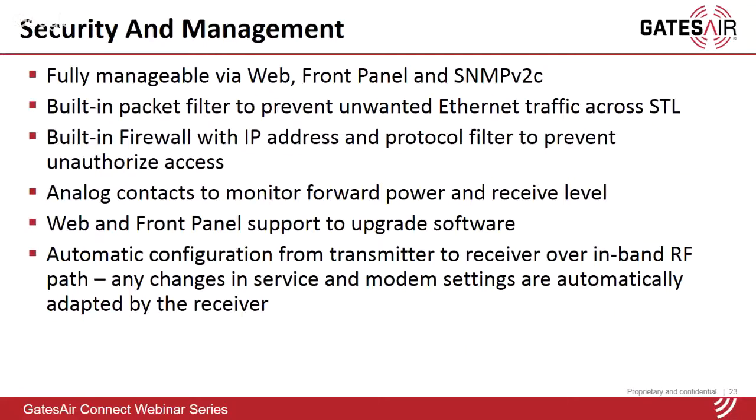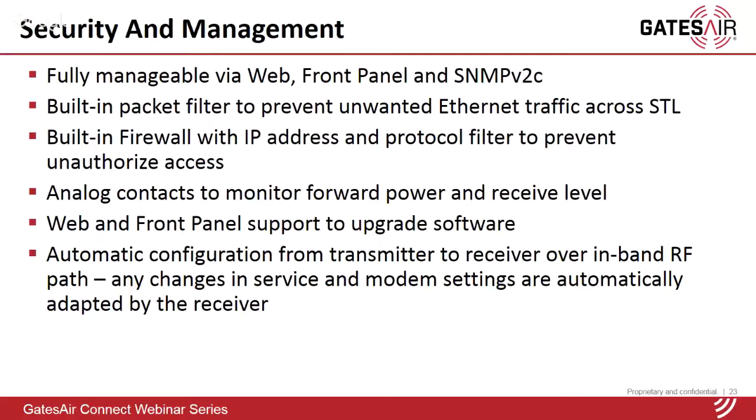We do realize that in some cases the systems are exposed to the public internet, especially the receiver at the transmitter side, and this capability helps guard against illegal access or hackers. There are also analog contact output monitor ports on both the transmitter and receiver. On the transmitter, there are two ports that monitor the forward power and the reflected power, and on the receiver those monitor the receive level and the signal to noise ratio.